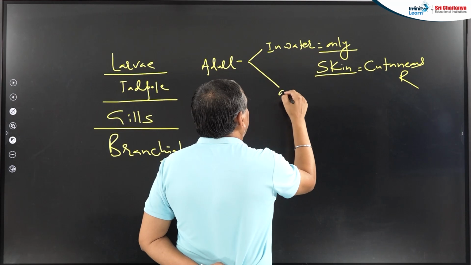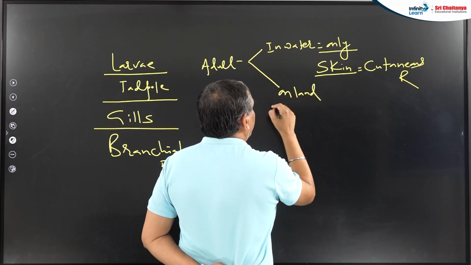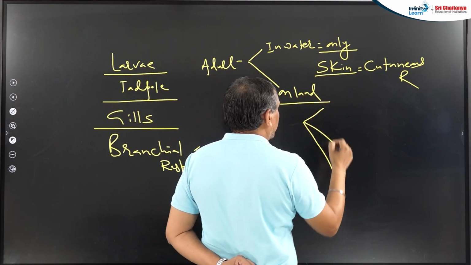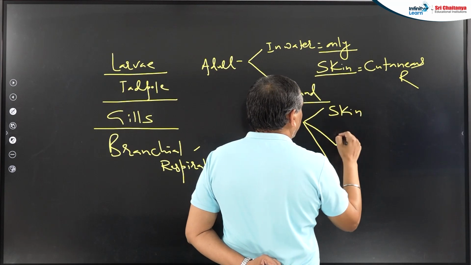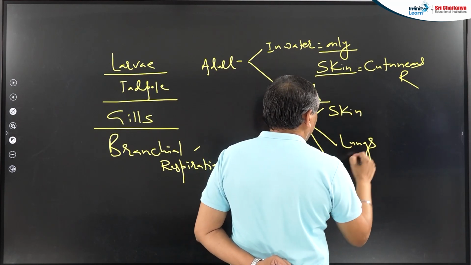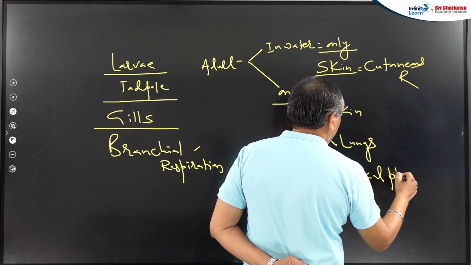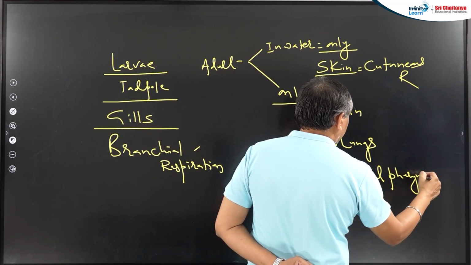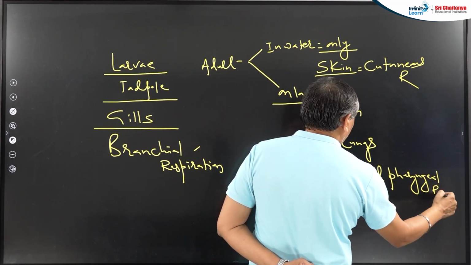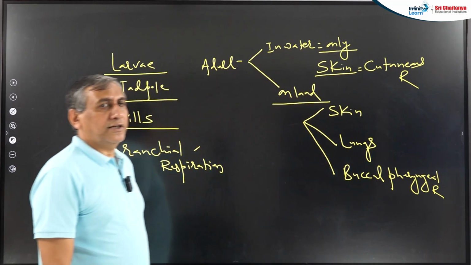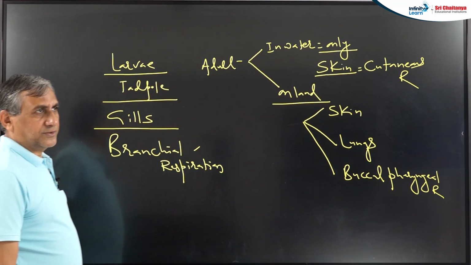When frog is on land, various types of respiration take place. It takes place with the help of skin. It takes place with the help of lungs. It takes place with the help of buccal cavity, buccopharyngeal respiration. So there are different modes of respiration, but the most common type of respiration in frog is the cutaneous respiration.